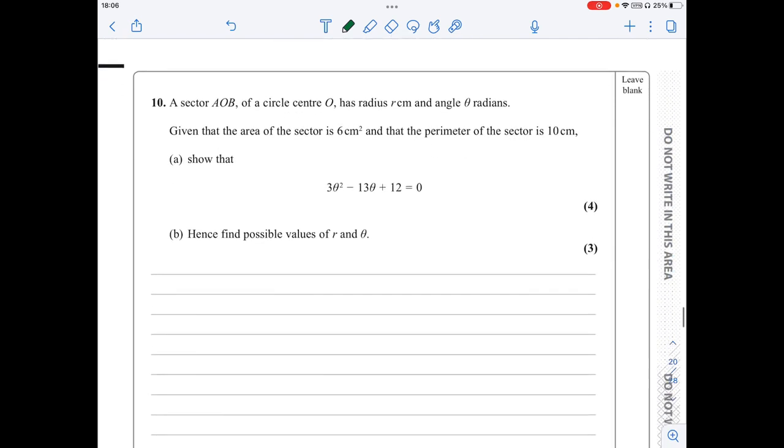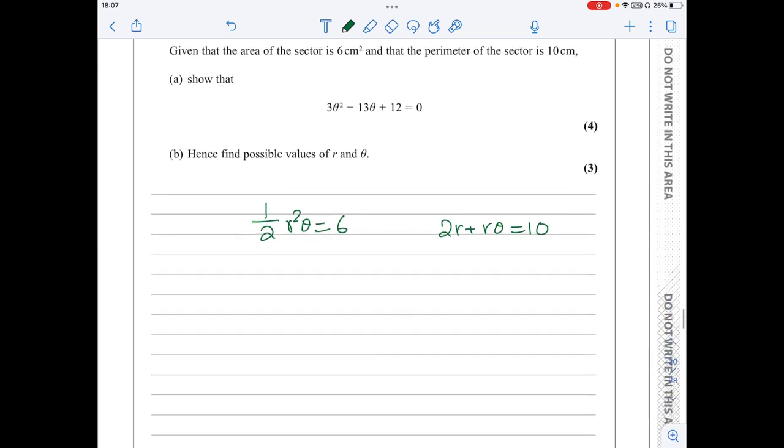Question number 10. The sector AOB of a circle with center O has radius r and angle theta. Given that the area of the sector is 6 centimeter square, the area formula is half r squared theta equals 6. The perimeter of the sector is 2r plus r theta equals 10. Show that 3 theta squared minus 13 theta plus 12 equals 0. So from there, what am I going to get? r common: r(2 + theta) equals 10. So r equals 10 upon 2 plus theta.